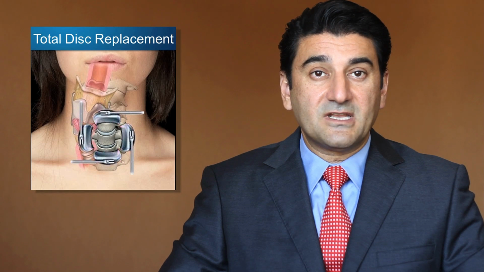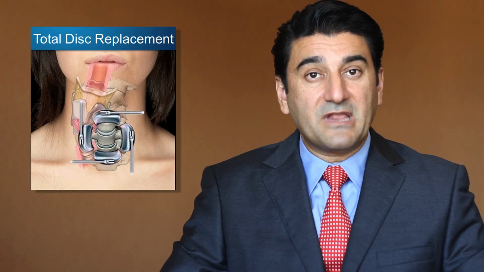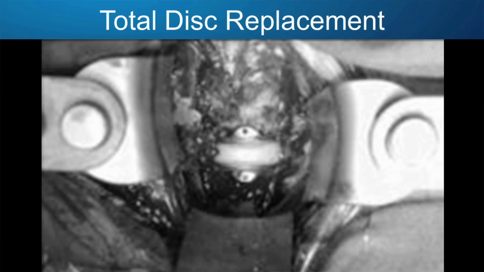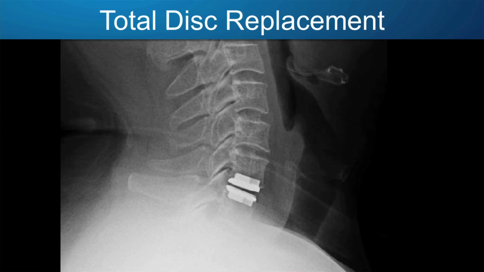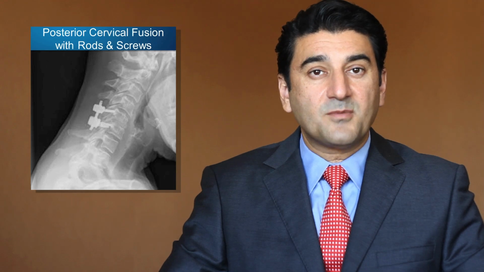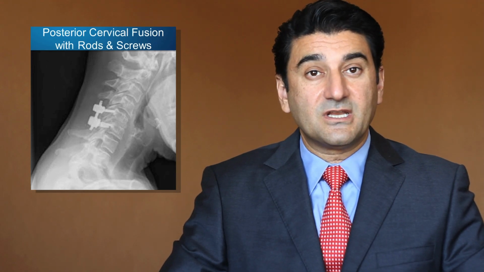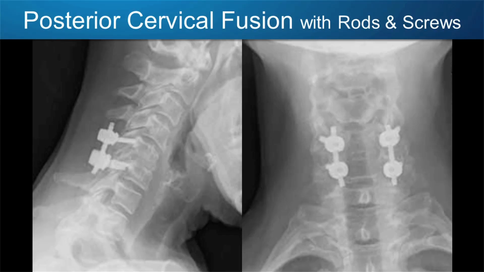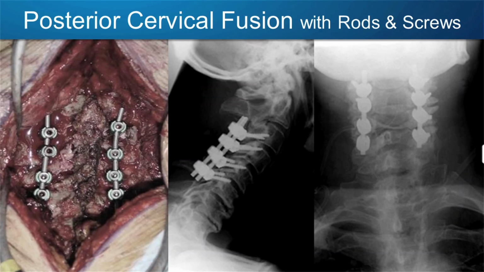Total disc replacement looks to remove the disc and replace it with an artificial disc. It is typically used with younger patients to preserve motion. Here you can see the artificial disc during a surgery and after the surgery. Another option is a posterior cervical fusion. A traditional posterior fusion uses screws and rods to create space between the vertebra and decompress the nerve root. It can be performed on a single level or on multiple levels as shown here.